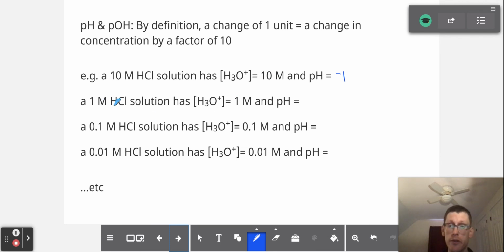A 1 molar solution of HCl, so we are now diluting by a factor of 10. We are going from a 10 molar to a 1 molar solution. It has a concentration of H3O+ that's also 1 molar, and its pH is 0 because 10 to the 0 power is equal to 1. And a 0.1 molar solution of HCl has a concentration of 0.1 molar and a pH of 1. And this next one I'll fill in as 2.